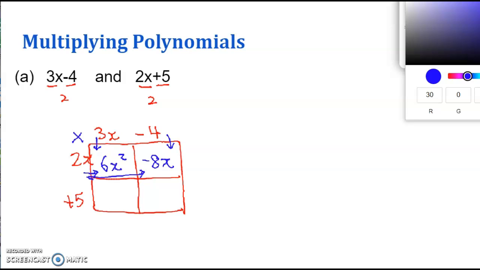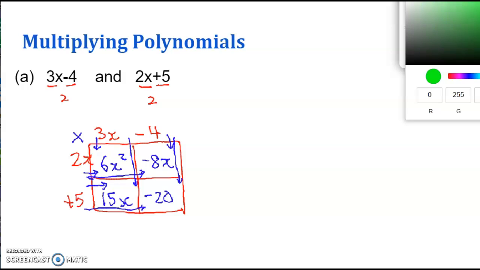What about this box? You're multiplying 3x by positive 5. 3 times 5 is 15, and we still have an x to multiply. And then negative 4 multiplied by positive 5. 4 times 5 is 20, and negative times positive is negative. So that's what we have so far.